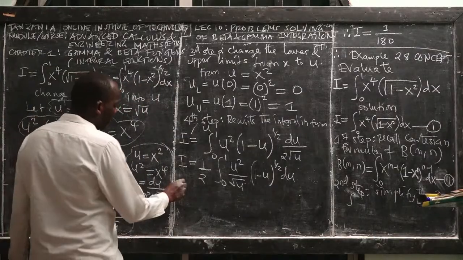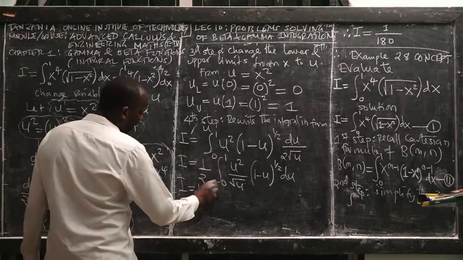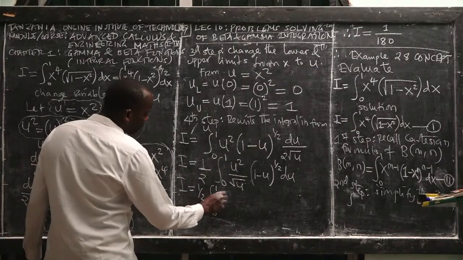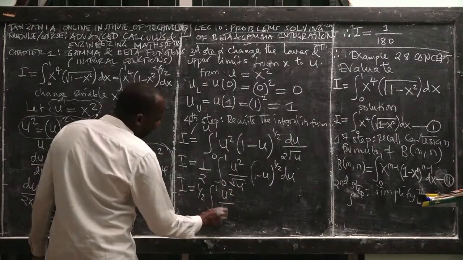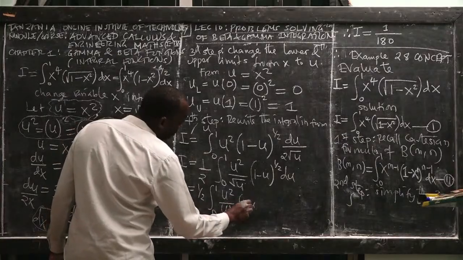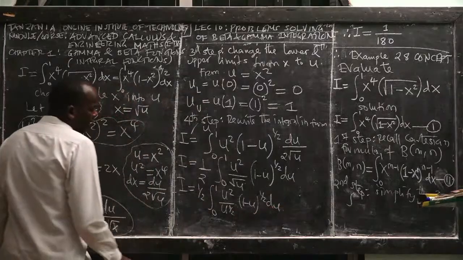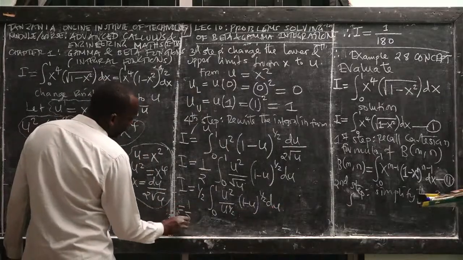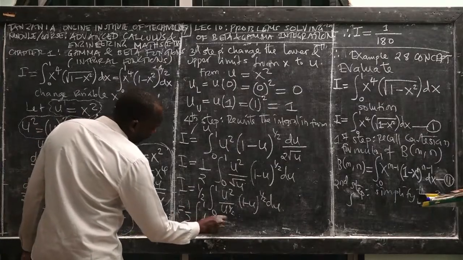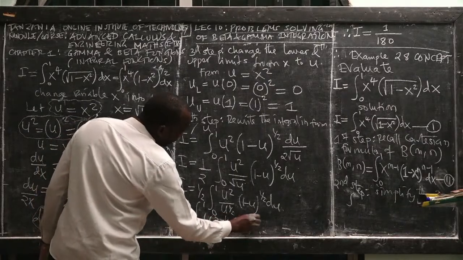Keep on simplifying. The integral is equal to a half, from 0 to 1. Same base, so this is u square over u power half, then 1 minus u power half du. Keep on simplifying. We have a half, integral from 0 to 1, u square minus a half, then 1 minus u power half du.